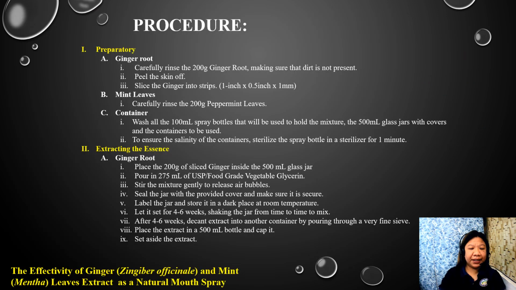The next part is how to write the procedure. So for example, given the title, the effectivity of ginger and mint leaf extract as a natural mouth spray, we have here the preparatory part. So we have preparation. So what are we going to prepare? Let's say we have the ginger root, the mint leaves, and the container. Okay. Another one, after preparation, the next step is to extract the essence.